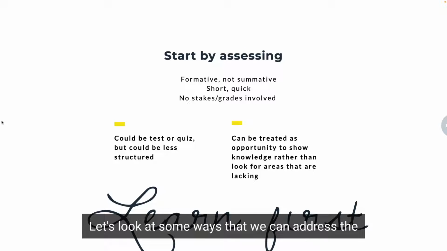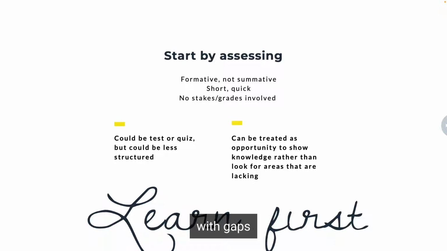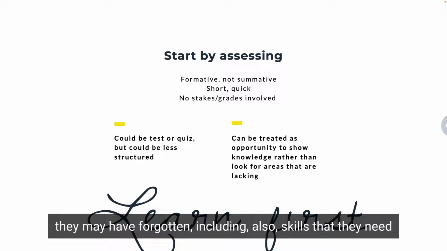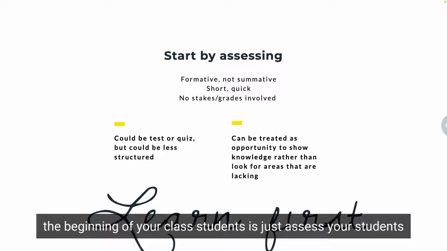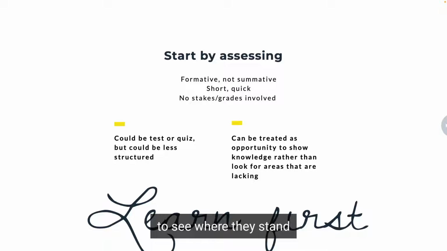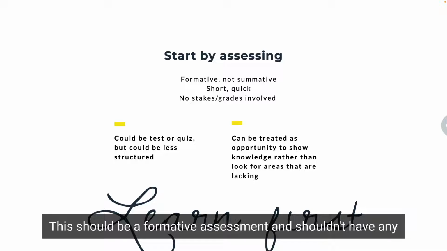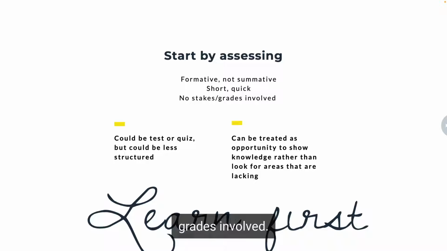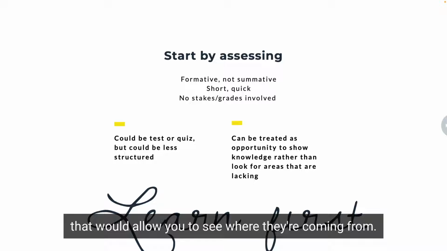Let's look at some ways that we can address the issues that come up when students come to our classes with gaps in their knowledge or things they may have forgotten, including also skills that they need to be successful. One of the first things you want to do at the beginning of your class is just assess your students to see where they stand in terms of their skills and knowledge that they bring to your class. This should be a formative assessment and shouldn't have any grades involved. It can be short and quick. It doesn't even have to be a test or a quiz. It could be as simple as asking your students some questions or giving them an activity to do that would allow you to see where they're coming from.